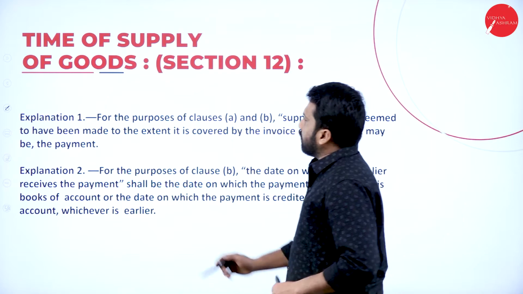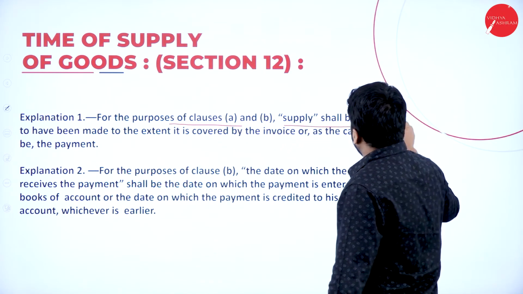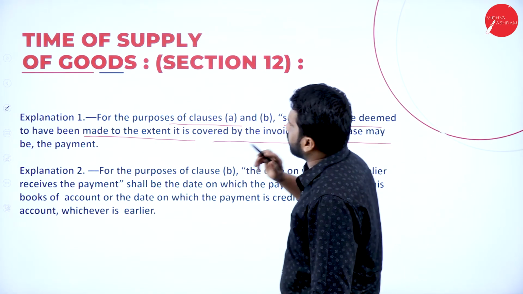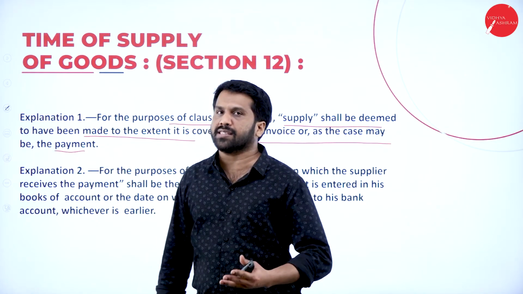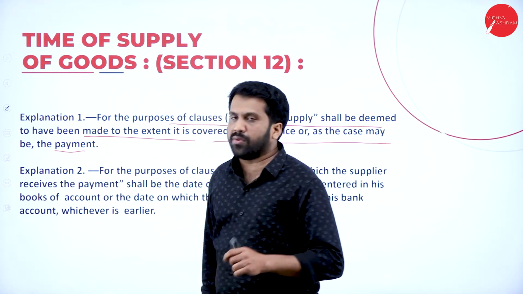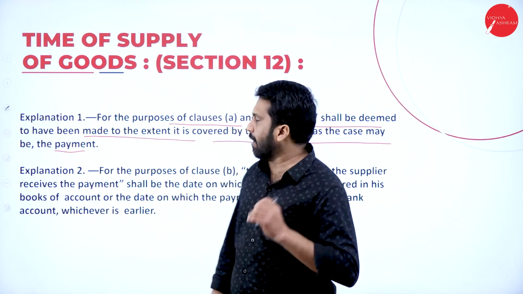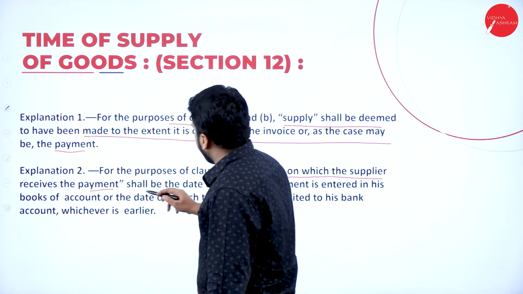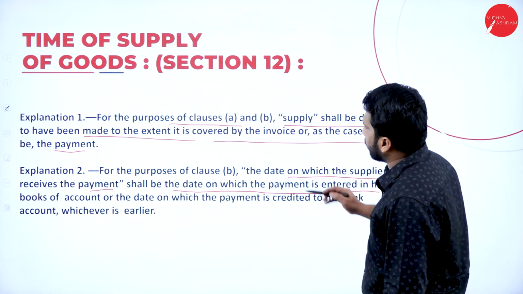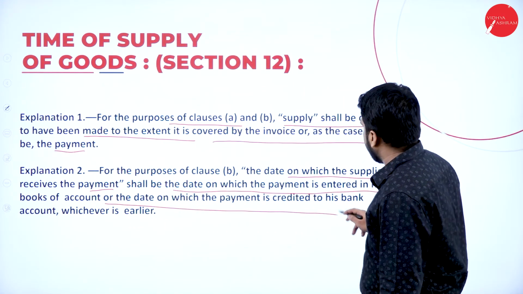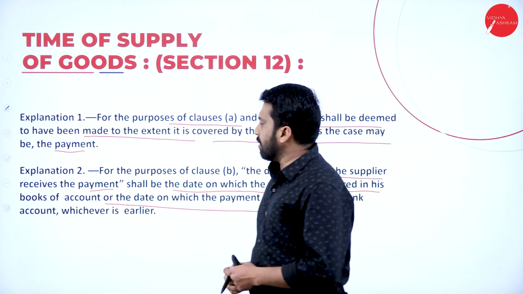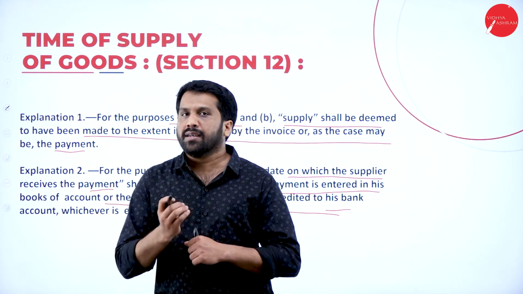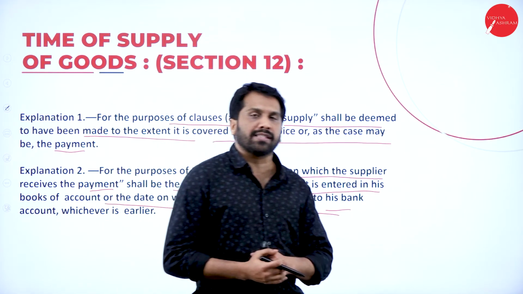And the next point, we have an explanation. For the purpose of clause A and B, supply shall be deemed to have been made to the extent it is covered by the invoice, or as the case may be, the payment. Sometimes invoice or sometimes payment. You will understand these better when we go for the problem. Now, for the purpose of clause B, the date on which the supplier receives the payment shall be the date on which the payment is entered in his books of account, or the date credited to his bank account. Payment is not only that he should come and give it to you. If you transfer to your account, that moment also we call it time of supply.